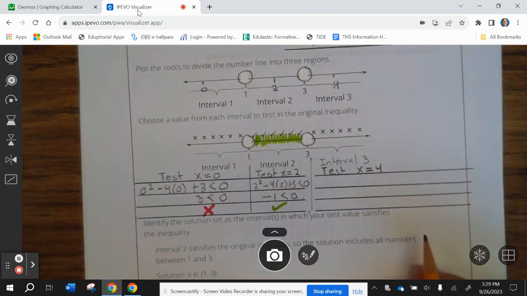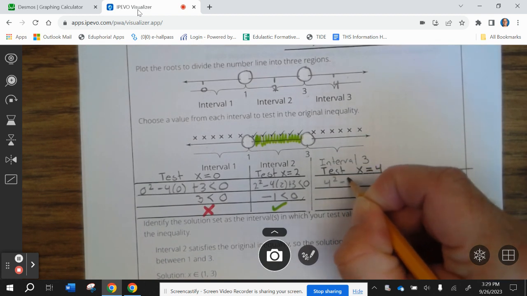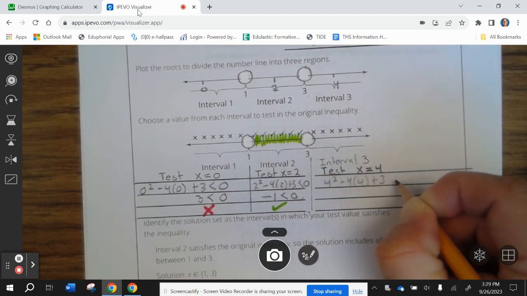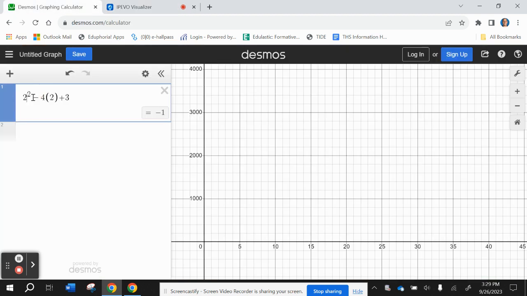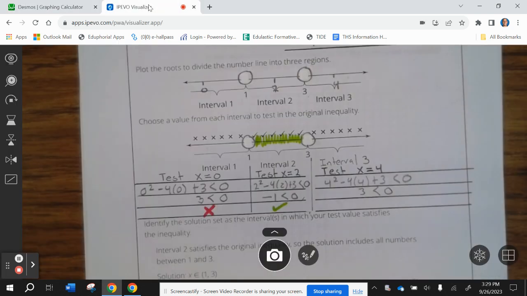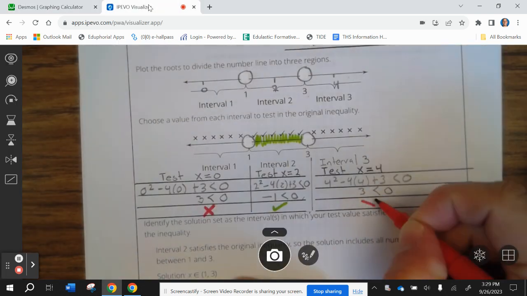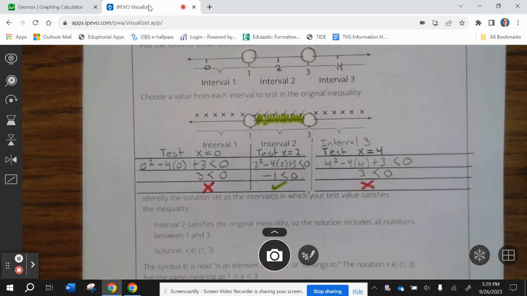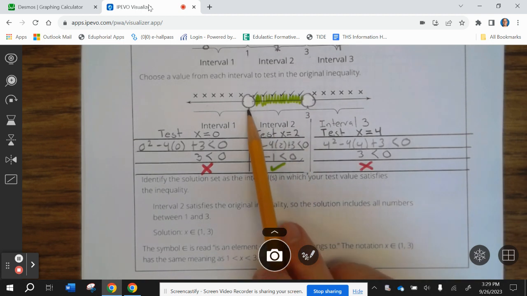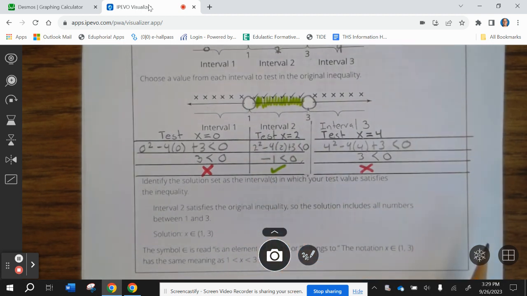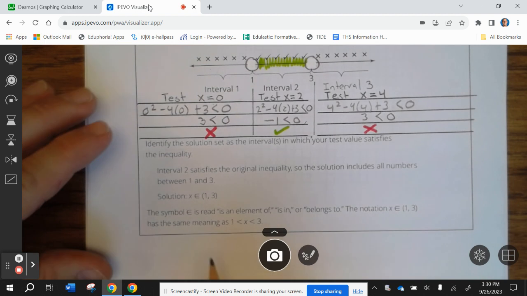And let's test 4. So then that's 4 squared minus 4 times 4 plus 3 less than 0. So again, same inequality. I'm just going to change the 2 to a 4, and you get 3. Three is not less than 0, so there will be no shading. So the only shading occurs between 1 and 3, not including 1 and 3. Okay, so the solution is right here.